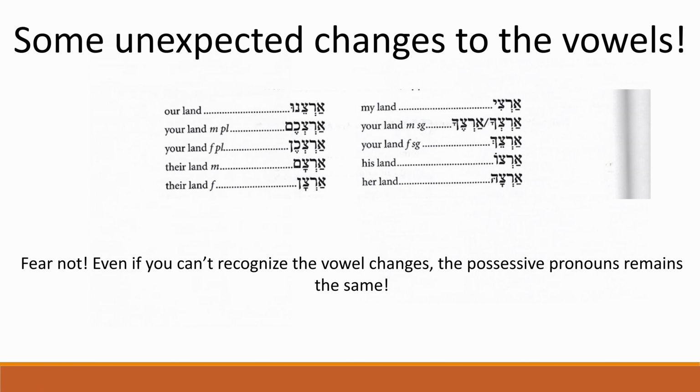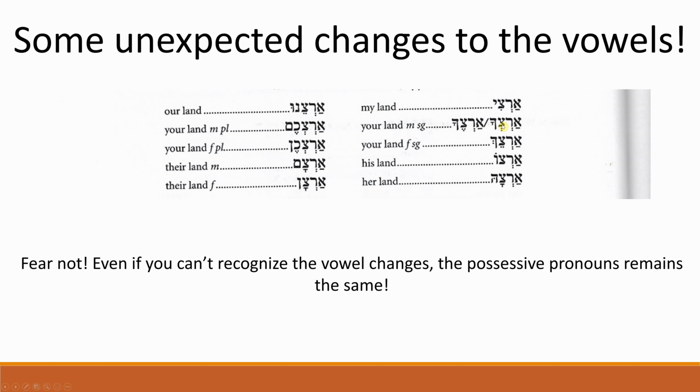So okay, let's look here at some of the unexpected changes to vowels. When you put pronouns on the ends of nouns, sometimes it changes things a little bit. So let's do a little bit of a test here. Here's a chart of possessive pronouns placed on the word land. Do you remember what, in its naked form, the word for land is? The word is eretz, right? Now, when you attach pronouns to the noun eretz, you'll notice that the vowels do change a little bit, right?